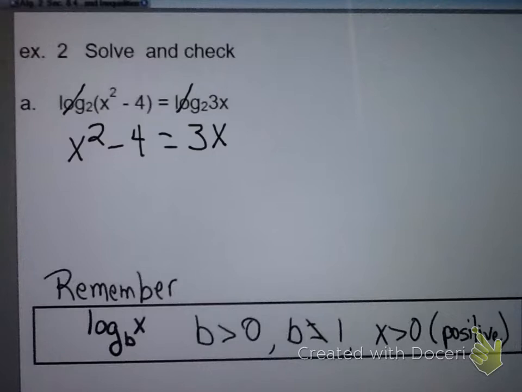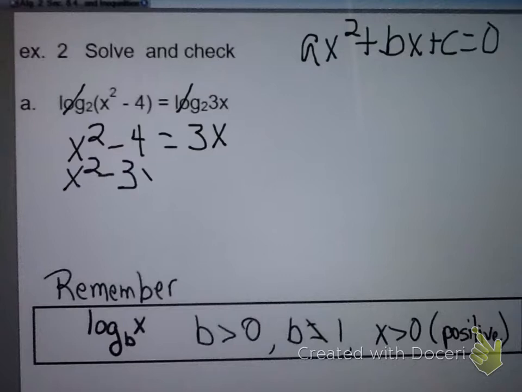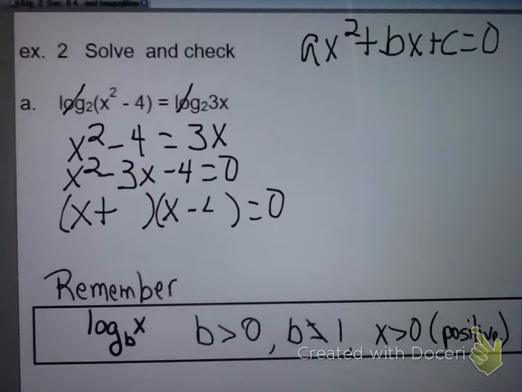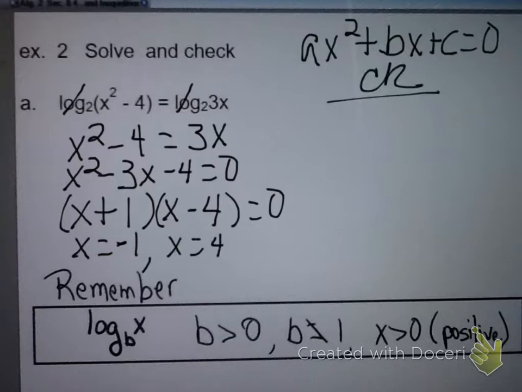So we've got to put this in standard form, which is ax squared plus bx plus c is equal to 0. So we've got to move that 3x to the other side. So we're going to subtract 3x on both sides. And then this is a trinomial that we're going to factor into 2 binomials. And then solve: x is equal to -1 and x is equal to 4. Now it's very important that we check. We're first going to plug in -1 for x into the original problem.